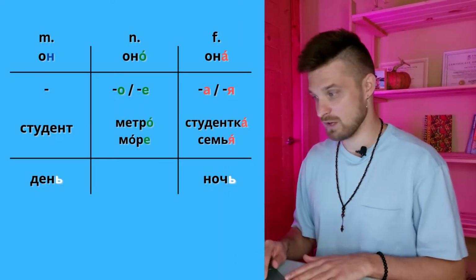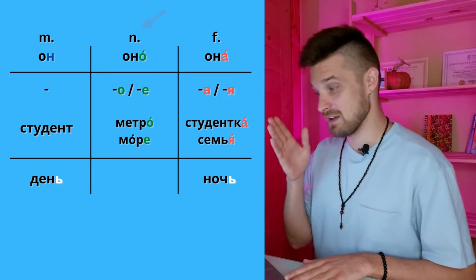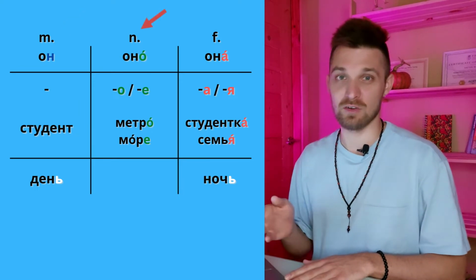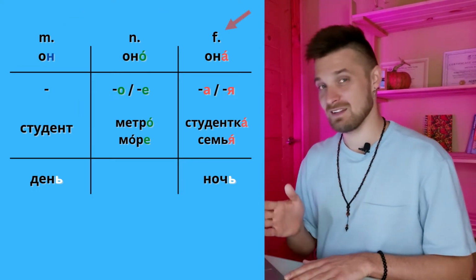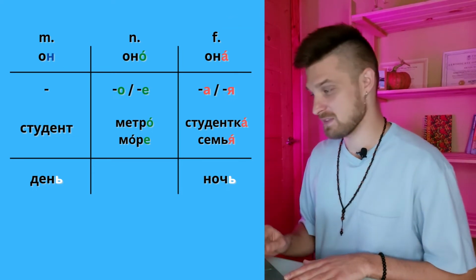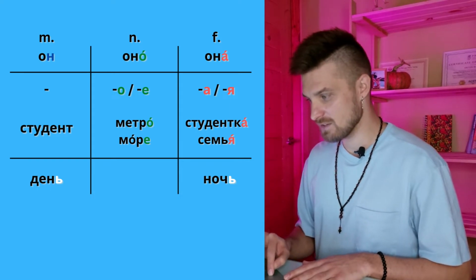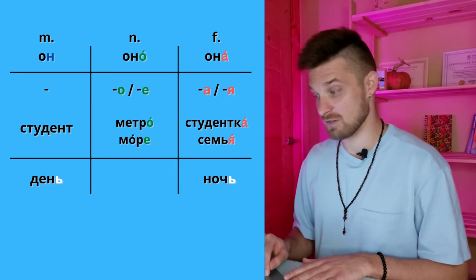So let's take a look at the chart then, okay? What do we have here? We have three columns: masculine, on, which means he; neuter, ono, which means it; and feminine, ona, which means she. So here, what can we learn from this chart?